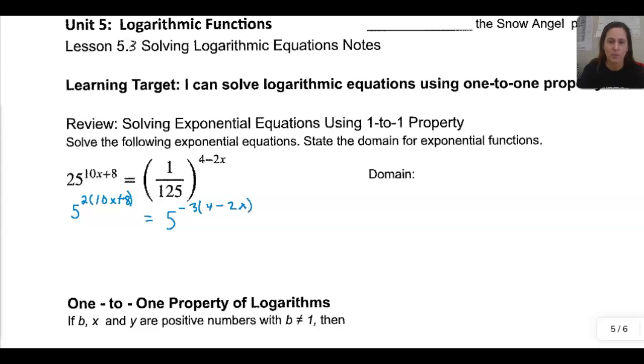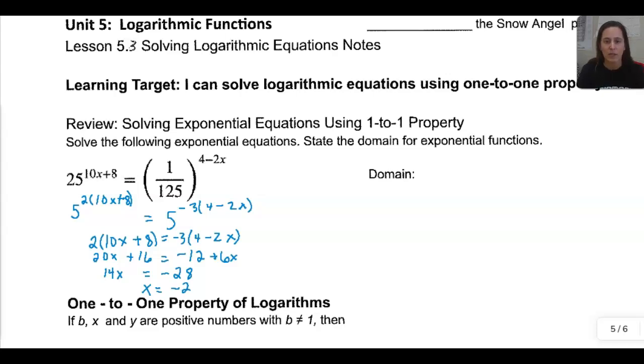Now that the bases are the same, we can write our equation to solve for the exponents, the variable in the exponent. So we have 2 times 10x plus 8 is equal to negative 3 times 4 minus 2x. Now we can distribute the 2 to get 20x plus 16 is equal to negative 12 plus 6x. Combine the x's, so I'm going to subtract 6x to get 14x. I'm going to subtract the 16 to get negative 28. And when you divide by 14, you get negative 2.